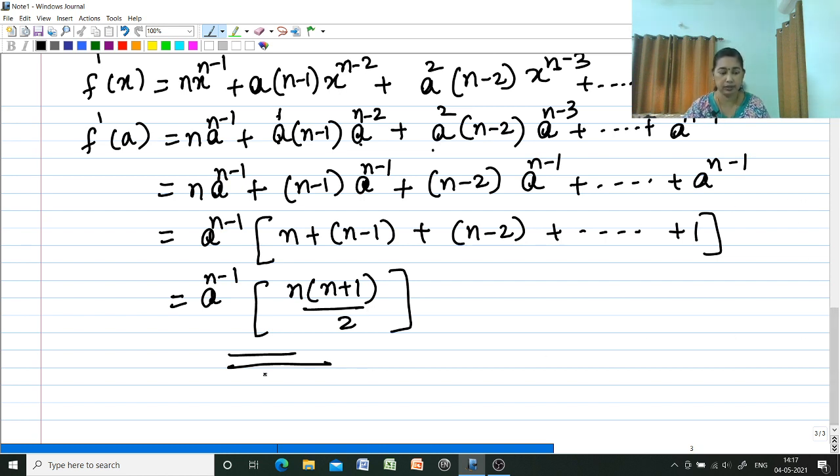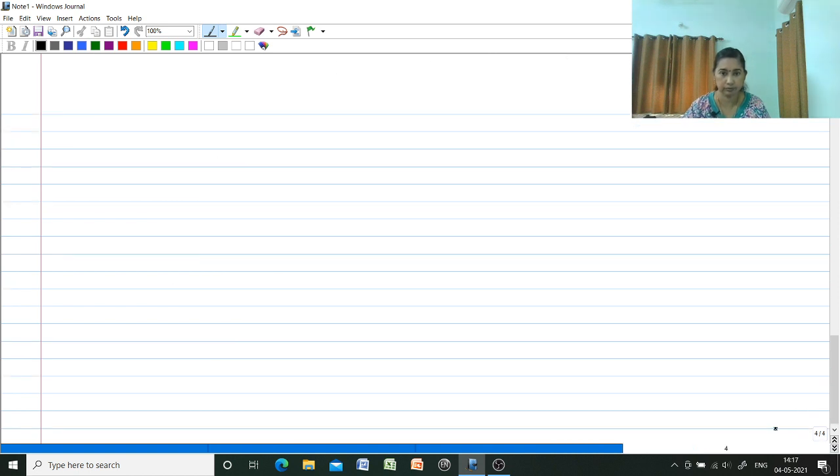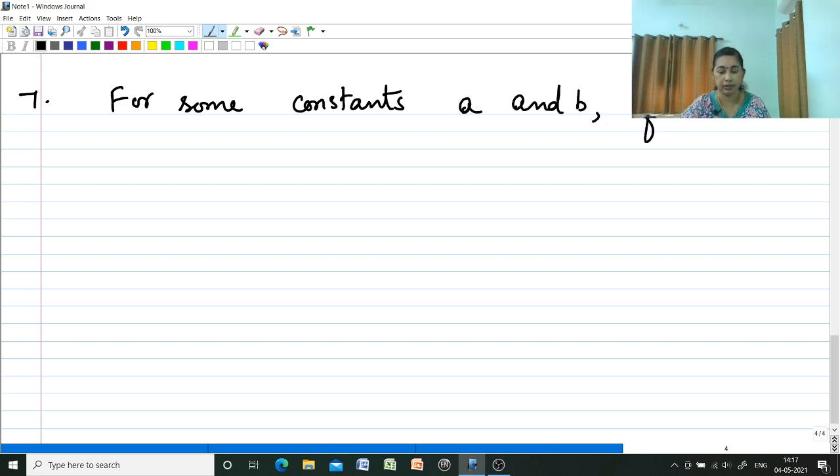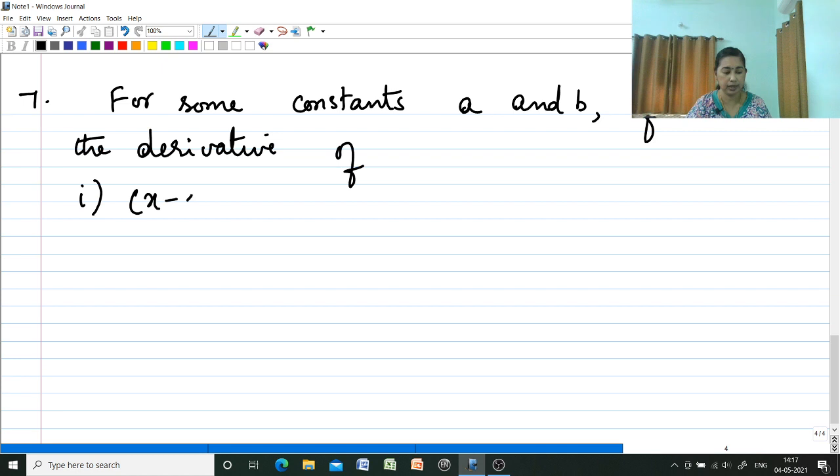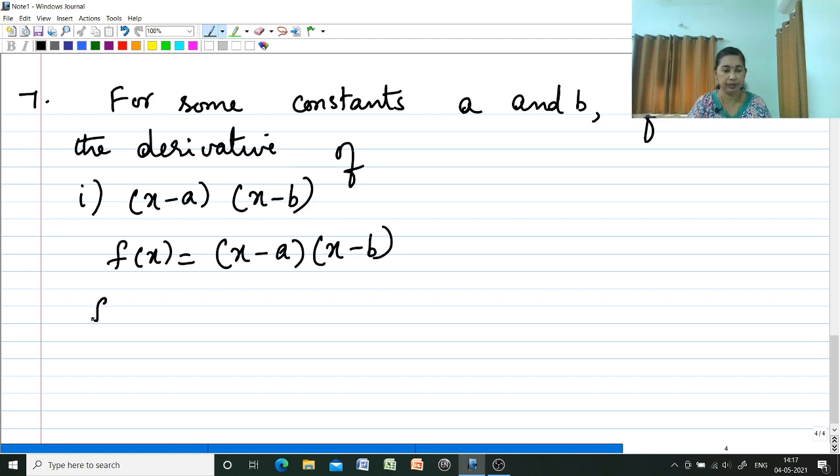Okay. Now next question. 7th question. For some constants a and b, find the derivative of. First question is x minus a into x minus b. So let the function be f of x equal to x minus a into x minus b. We have to find what is f dash x.